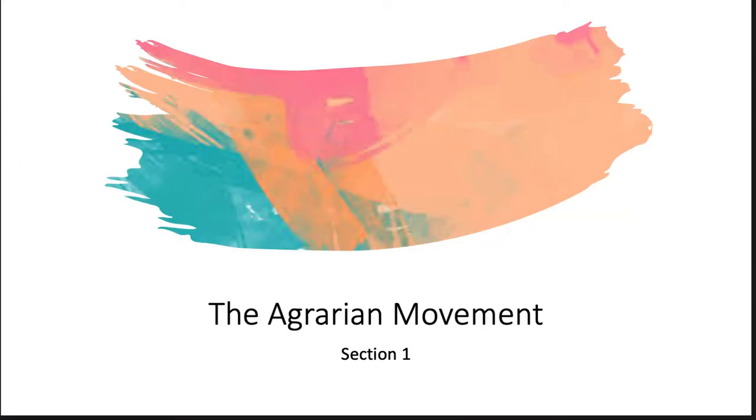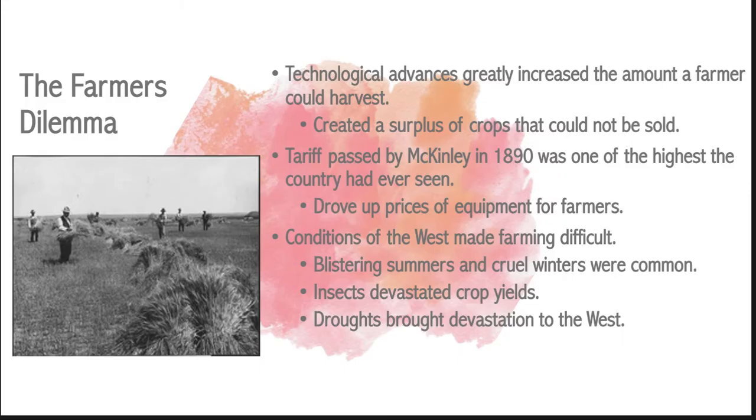But we have to start with where the roots of this movement really came from, and that comes from the agrarian movement. Looking at agriculture, this is going to be the first group of people that we see coming together to demand reform, demand government action. All right, let's take a peek.